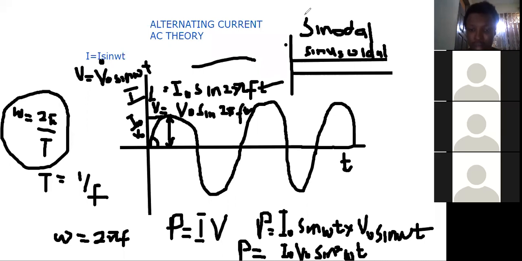So now we have that of the power. The power is I naught, which is the peak current, times the peak voltage, times sine squared omega t. The square is affecting all of them, which is why it is sine squared omega t. In this case, omega t becomes the angle. I've taught you trig and so on, so you should know all this.